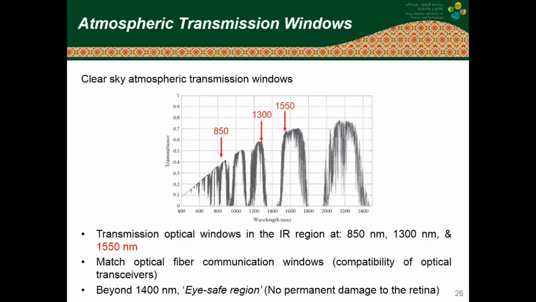Now, although these are three interesting windows, it turns out that 1550 is the most interesting one these days, and the reason is that below 1400 nanometers, you may have to deal with eye safety issues, which means you may have a limitation on the amount of power you can use out of your laser. If you are operating above 1400 nanometers, you may have less restriction on the amount of power that you can transmit, and that's why this makes 1550 nanometer a perfect window over which you may want to operate.